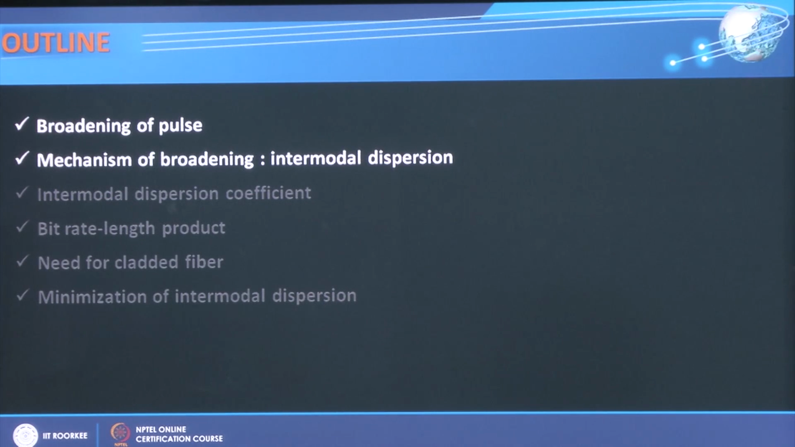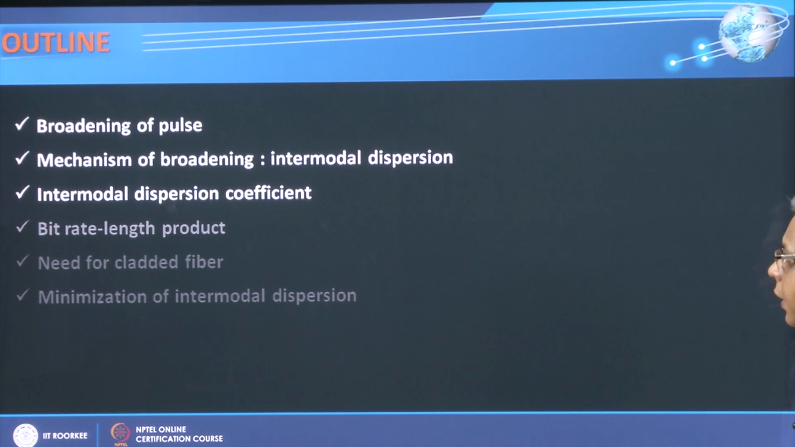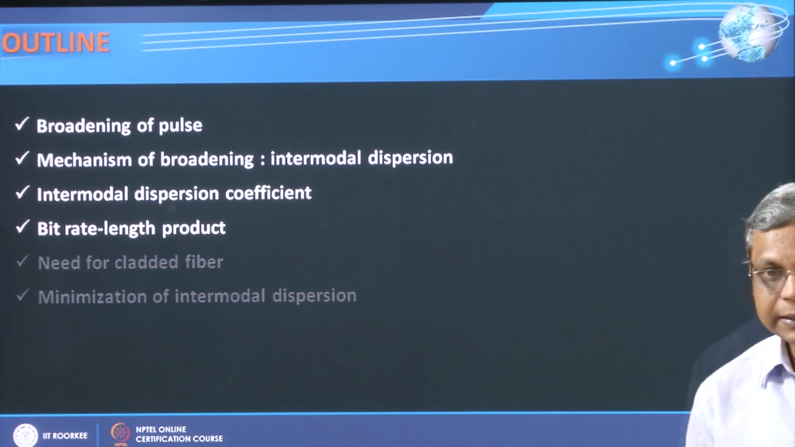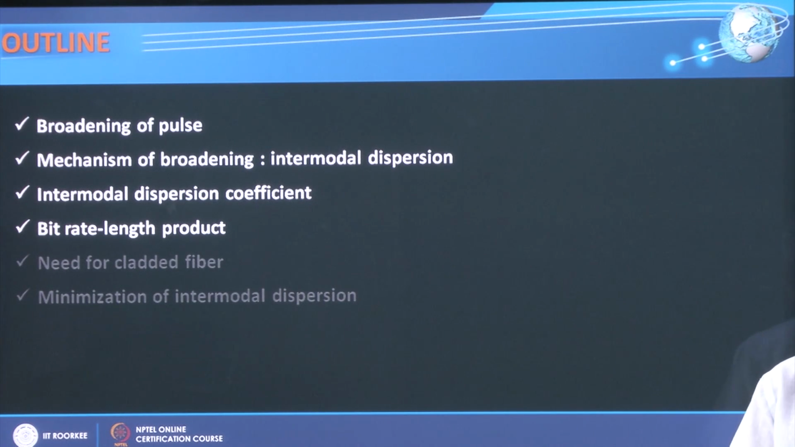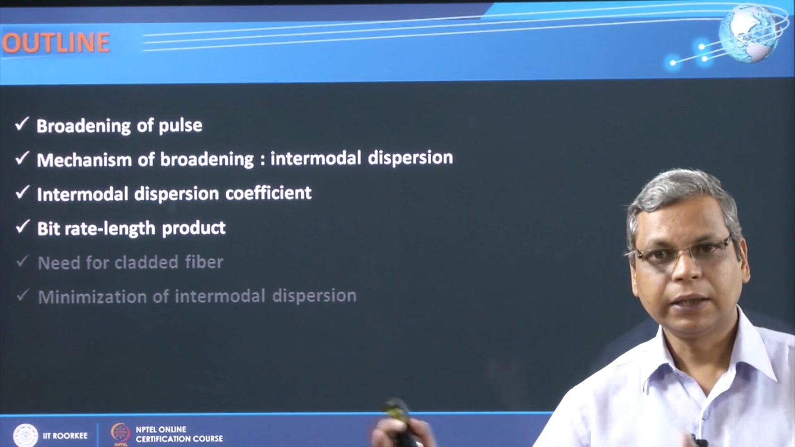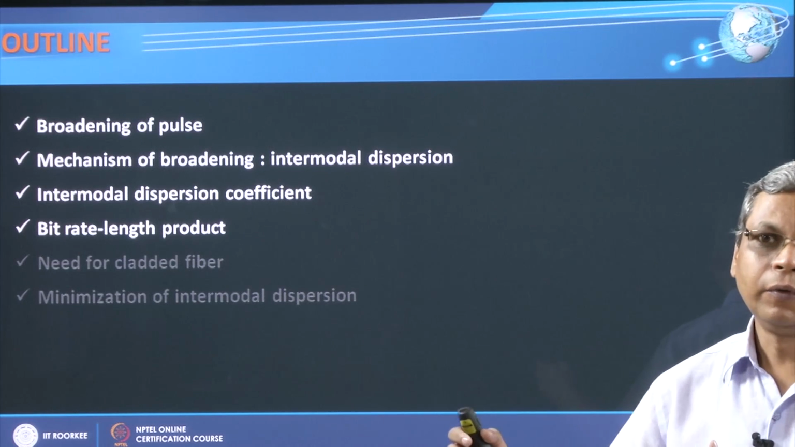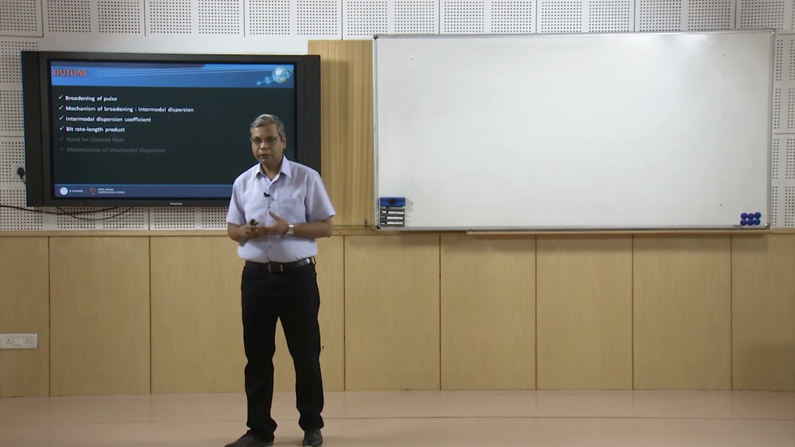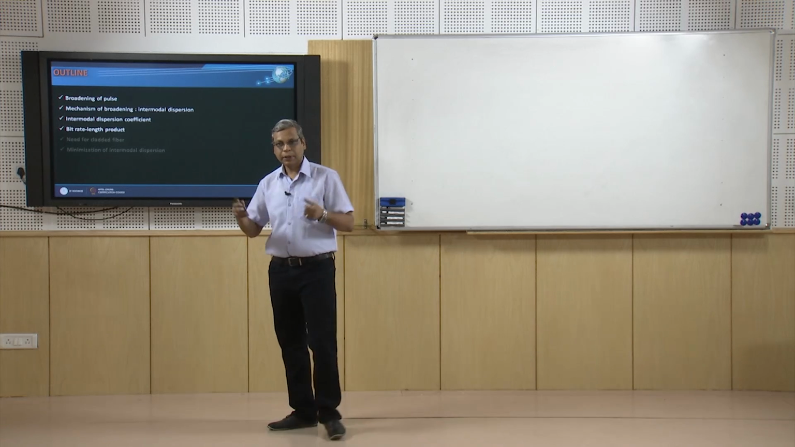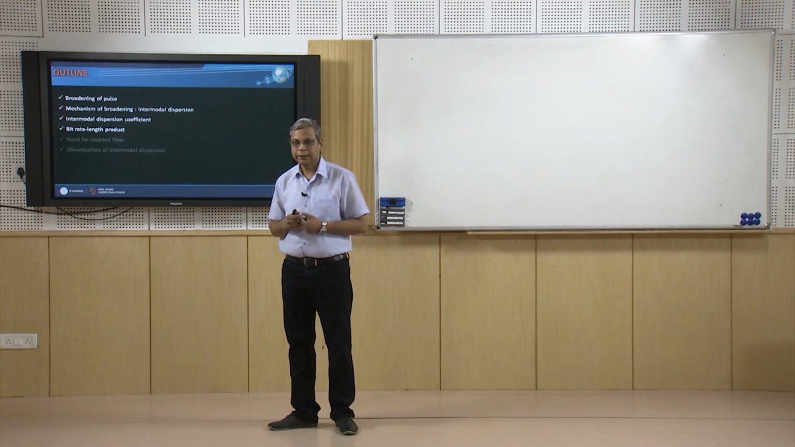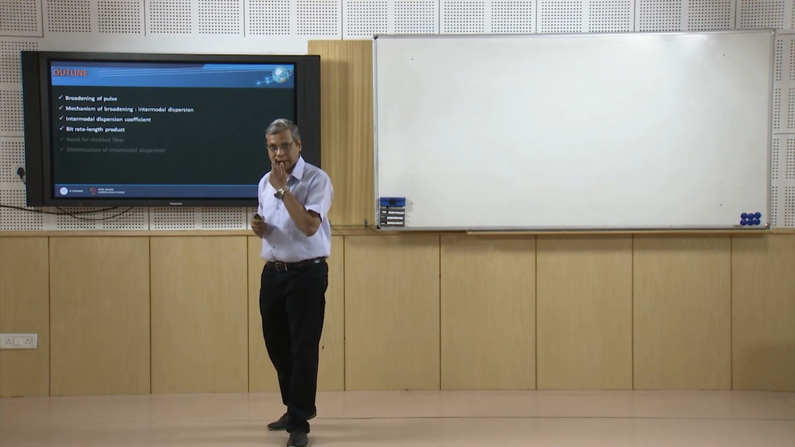Why do they broaden? Mechanism of broadening. In this lecture, intermodal dispersion. Then what is the intermodal dispersion coefficient? Then we are going to look at bit rate length product. You will see that for a given bit rate, I cannot go for a very long length, or if I want to keep a particular length of the fiber, then bit rate I will have to compromise with.